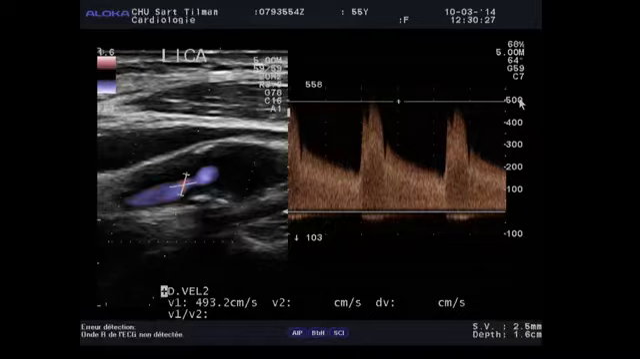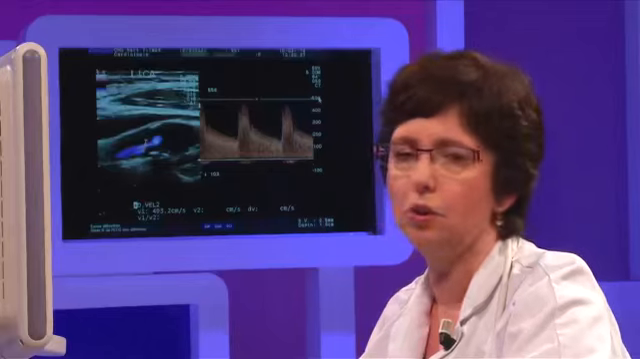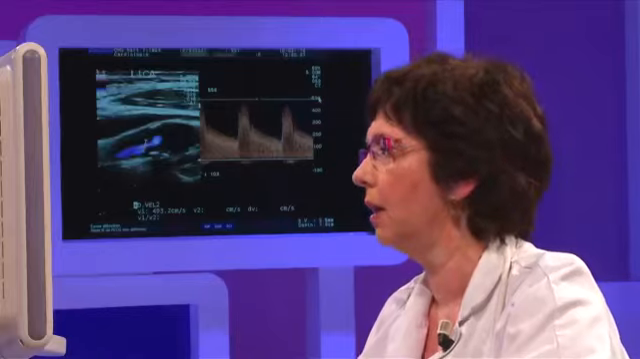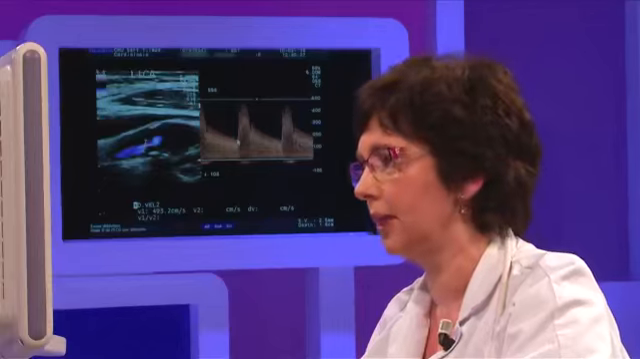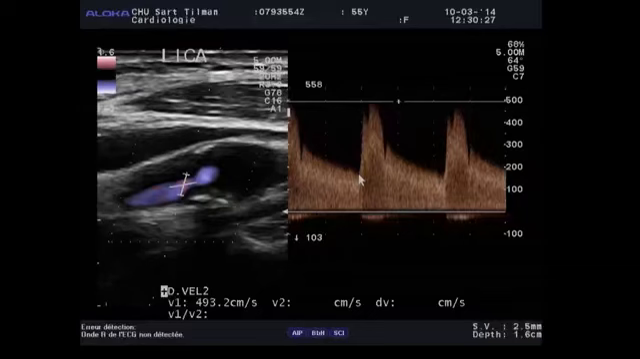Usually when it's above 120 centimeters per second, it's about 50% stenosis. When it's more than 210 or 230 centimeters per second, it's about 70% stenosis. And what's important too is end diastolic velocity. When it's above 90 or 100 centimeters per second, it's usually more than 70% stenosis. Those are the direct signs of carotid stenosis.